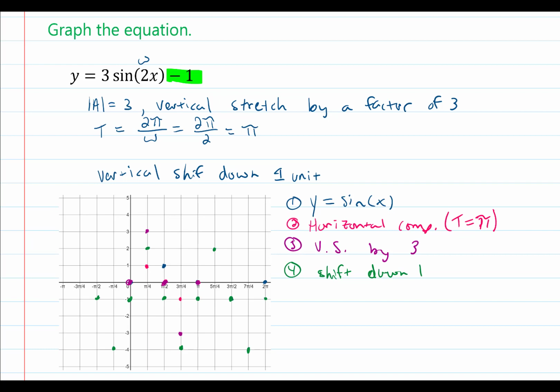And so what I'm going to do is go ahead and connect this with a smooth curve. And there we go. And so that is the graph of y equals 3 times the sine of 2x minus 1.